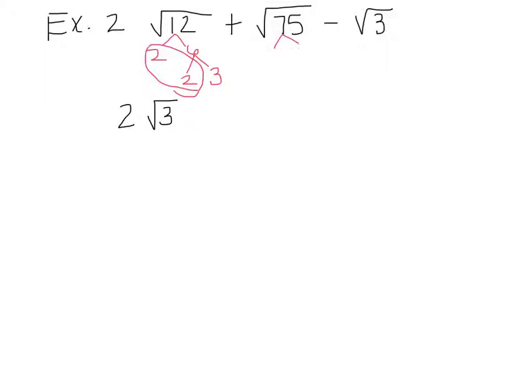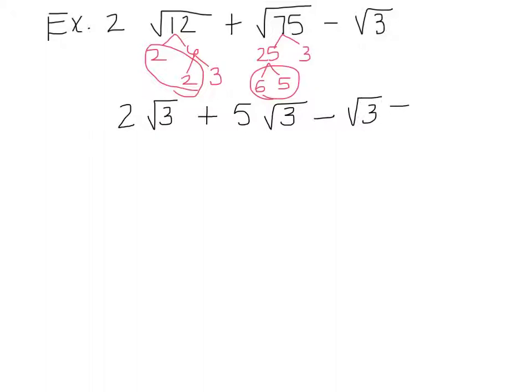75, I know is 25 and 3, and then 5 and 5. So my 5 comes out, because it's a group of 2, and the 3 stays under. And then if you notice, this one is already simplified as far as possible. So I have 2 plus 5, 7 minus 1, so that's 6, radical 3. Okay?